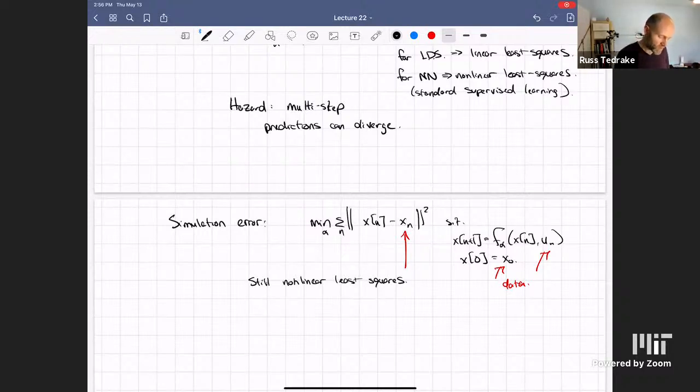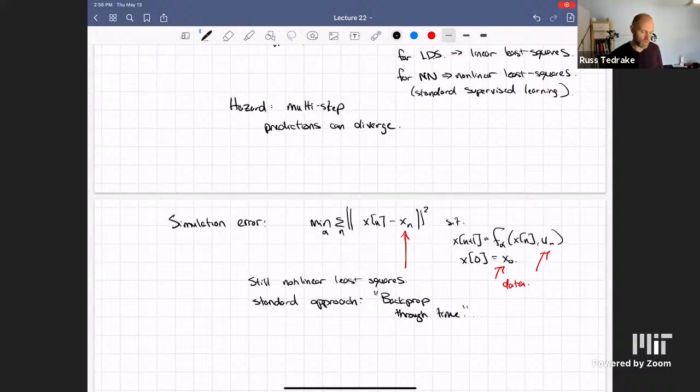But the standard approach to solving this, you'll hear, is just backpropagation through time. That's the way you compute the gradients of the loss in order to do efficient gradient descent, by doing backpropagation through time.